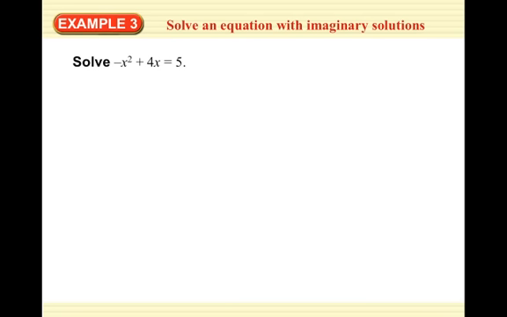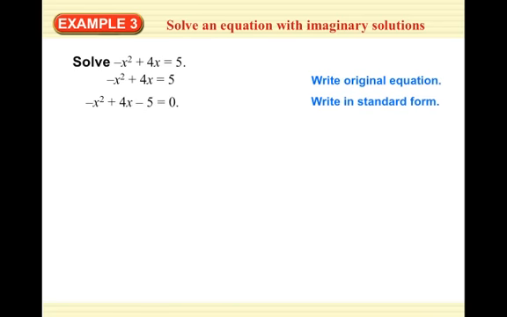Okay, our last example for this video, and then we'll stop and move to video two. We've got negative x squared plus 4x equals 5. So, of course, you write down the original equation and then immediately put it in standard form. So I need to subtract that 5 over to get negative x squared plus 4x minus 5 equals 0. And then I identify a, b, and c. A is negative 1, b is 4, c is negative 5.